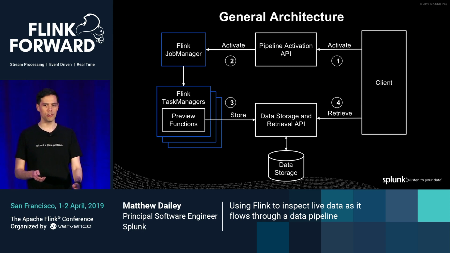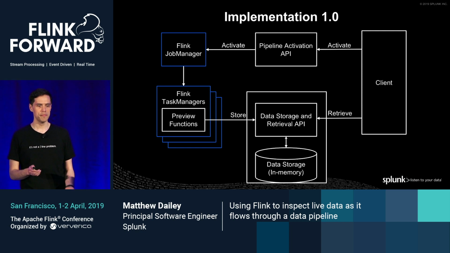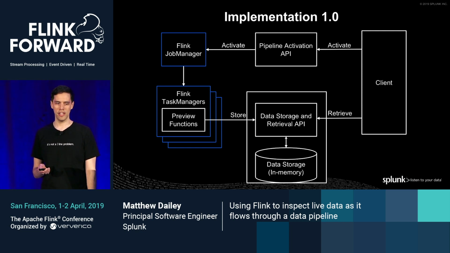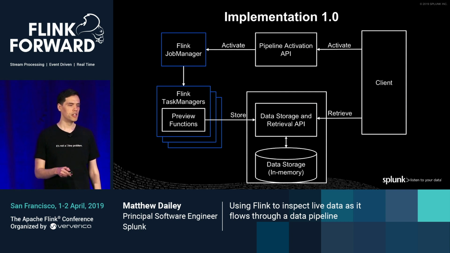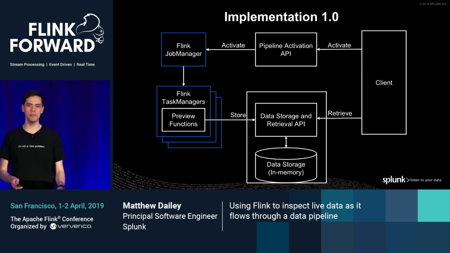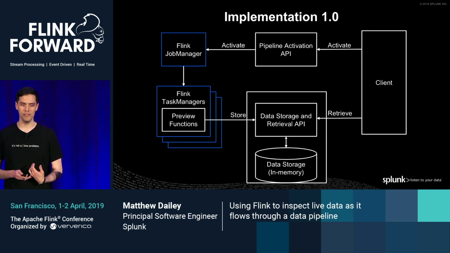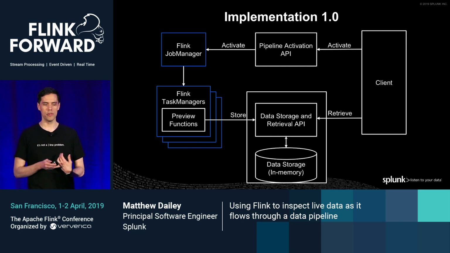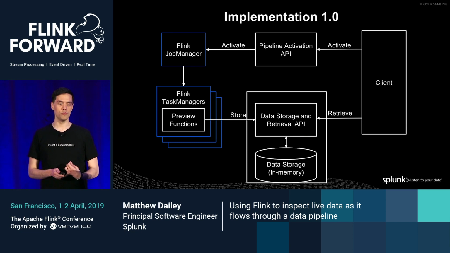So if we take this general architecture and say, okay, how would we actually implement this in a first run? Let's try to make it really easy. The first implementation that we created, the data storage and retrieval API, actually stores the data in memory. As I'm sure you're thinking, there are a couple of limitations that adds. If we're storing data in memory, that limits the amount of previews that we can actually run without overloading the data storage and retrieval API's memory usage. That's one of the major limitations that you'll run into pretty quickly.